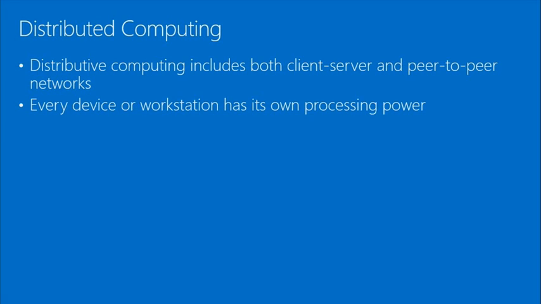After peer-to-peer networking, distributed computing. Distributed computing is basically a hybrid type of environment. It includes both client-server and peer-to-peer networks. Every device has its own processing power. So now we're getting away from, say, dummy terminals, and we're getting more into, as you mentioned, thin clients. So each device has the ability to process its own information, but it may still request information from other devices.